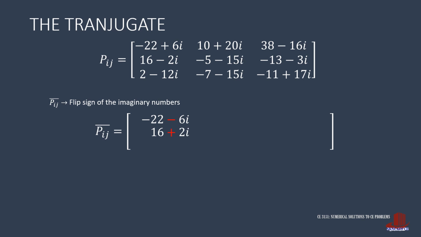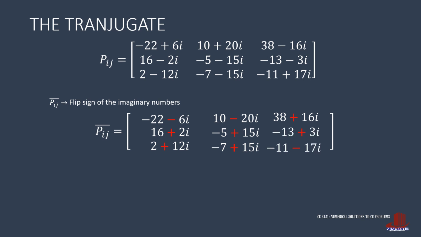The element below it is 16 plus 2i, and the one under is 2 plus 12i. From the second column, the element on top is taken as 10 minus 20i. The one below is negative 5 plus 15i. And the last element is negative 7 plus 15i. For the third column, the elements are 38 plus 16i, negative 13 plus 3i, and negative 11 minus 17i.